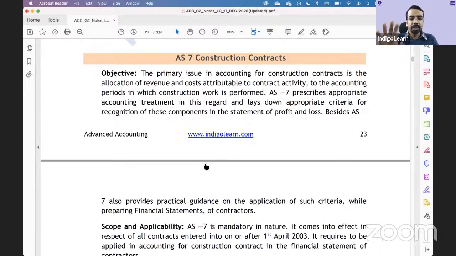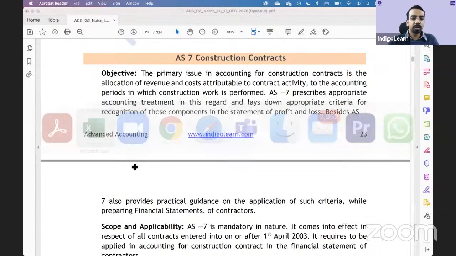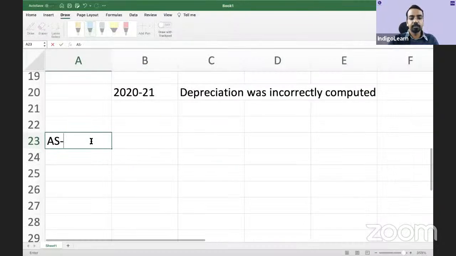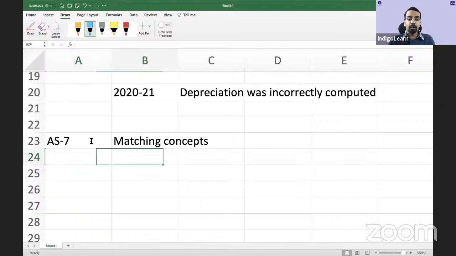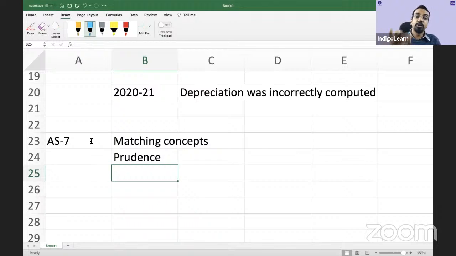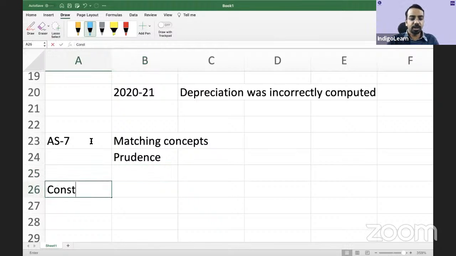It is very simple. This standard revolves around the matching concept and obviously prudence. If you apply these two principles to the standard without going into the technicalities, as a normal accounting professional, you will be able to do the treatment as given by this standard. Just to give you a perspective, let us say, AS 7 applies to construction contracts.